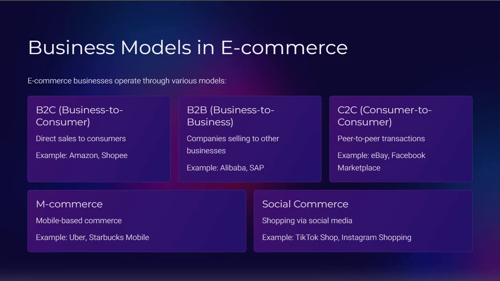And now we also have m-commerce, social commerce, and even local commerce, right? M-commerce refers to mobile-based commerce. Examples include Uber and Starbucks mobile. And social commerce involves shopping via social media. Examples include TikTok Shops and Instagram Shopping. These different models cater to the diverse needs and preferences of both businesses and consumers in the e-commerce landscape.